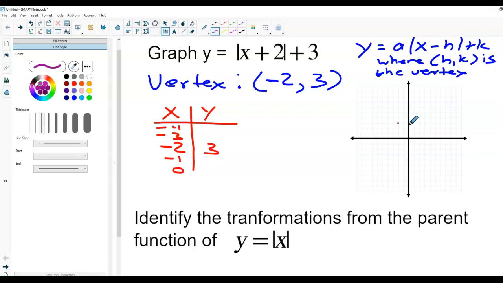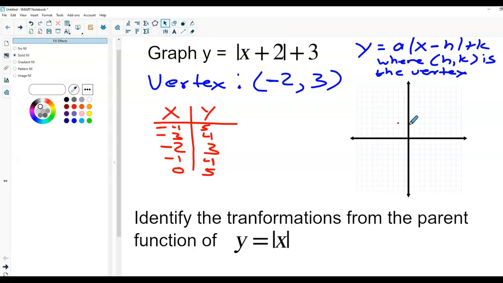When I plug -1 in for x, -1 plus 2 is 1. The absolute value of 1 is 1. 1 plus 3 is 4. So when my x is -1, my y is 4, which means when my x is -3, my y would also be 4. I plug 0 in. 0 plus 2 is 2. The absolute value of 2 is 2. 2 plus 3 is 5, which means 2 in the other direction, -4, would also give me a 5. So I'm going to plot those points, which are (-1, 4), (0, 5), (-3, 4), (-4, 5). And that's really enough for me to do a sketch.